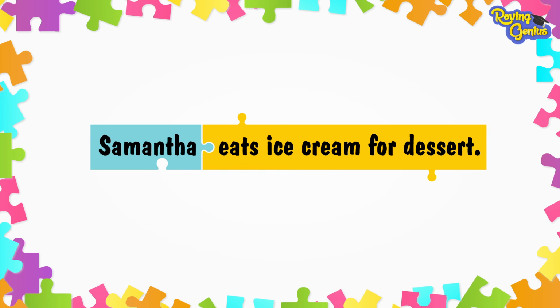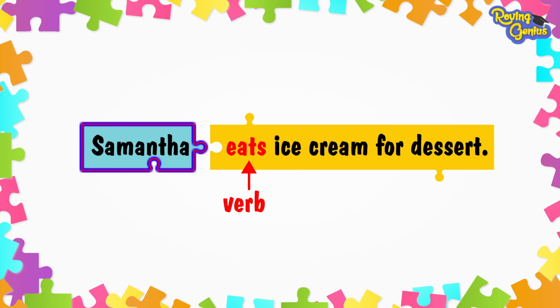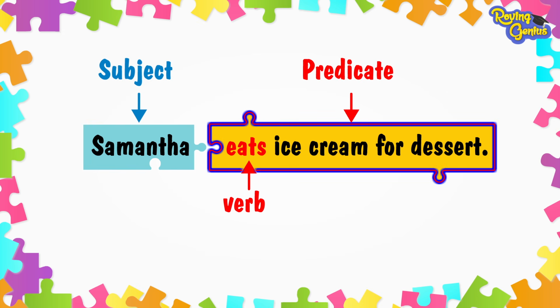Samantha eats ice cream for dessert. Here, the verb is eats. When we ask who eats, we get the answer Samantha. So, Samantha is the subject, and the rest of the part is the predicate.